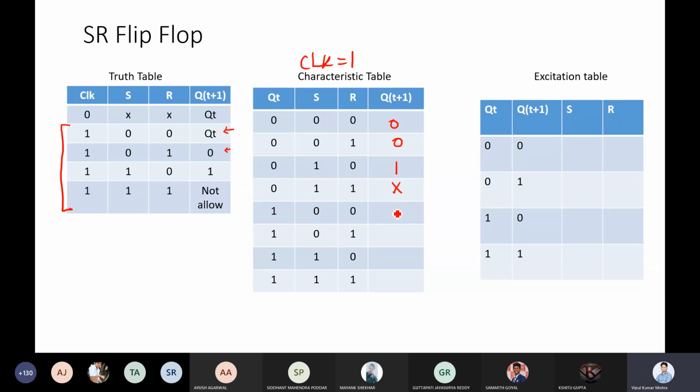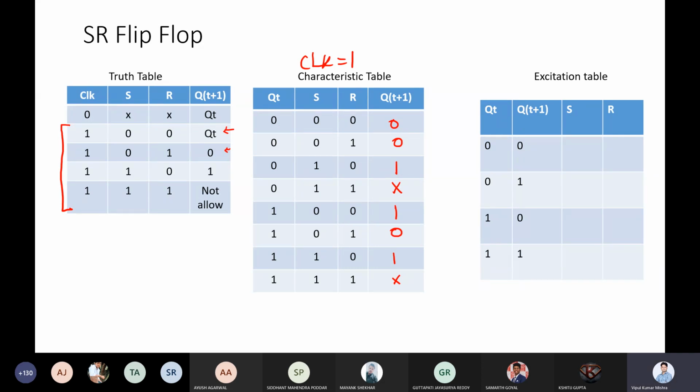Now again, if it is 0, 0 and Qt is 1, Qt plus 1 will be Qt, which means 1, because the current Qt value is 1. Now again, Qt is 1, but when S is 0 and R is 1, what should the next state be? 0. Similarly, 1 for the next case, and this will be X. Any doubt till this point, anyone? Guys, any doubt till this point?